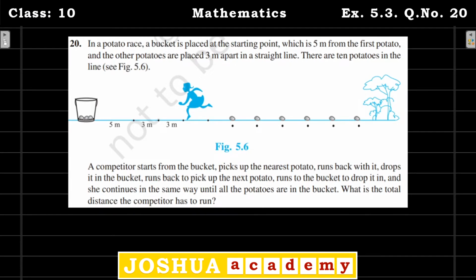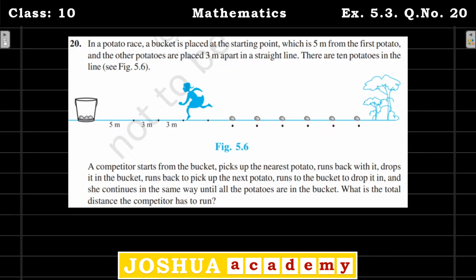In a potato race, a bucket is placed at the starting point, which is 5 meters from the first potato, and the other potatoes are placed 3 meters apart in a straight line. There are 10 potatoes in the line.